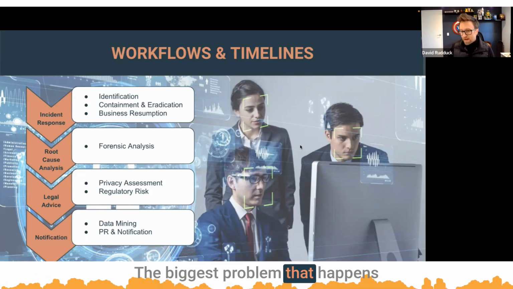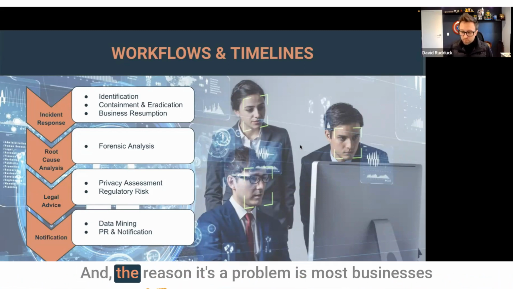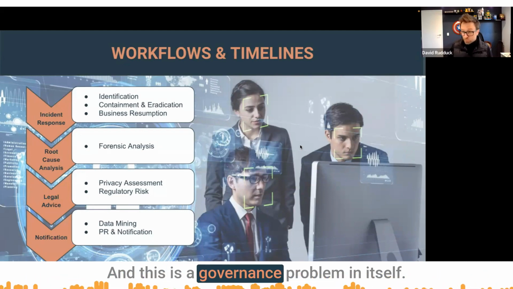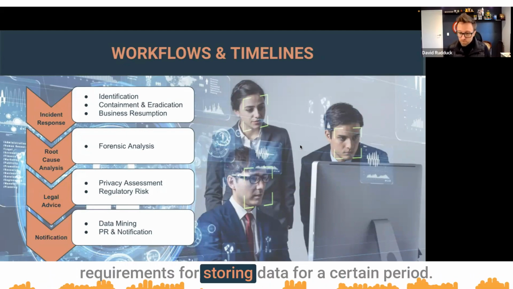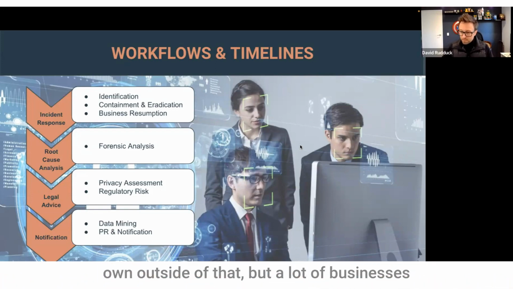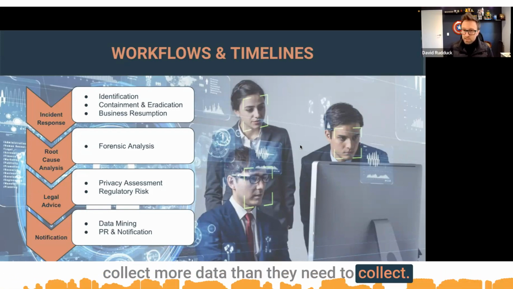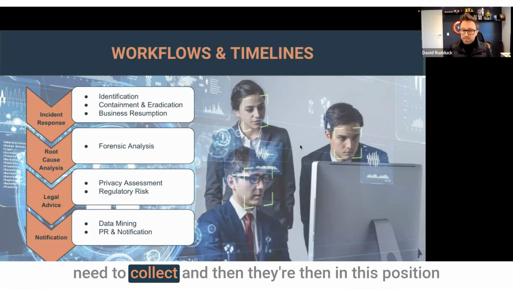The biggest problem that happens at the end, though, is notification. And the reason it's a problem is most businesses just don't have any idea of the sort of data they store. And this is a governance problem in itself. Under the Privacy Act, there's certain requirements for storing data for a certain period. Obviously, medical has its own, legal has its own. Outside of that, a lot of businesses collect more data than they need to collect. A lot of businesses keep the data longer than they need to.